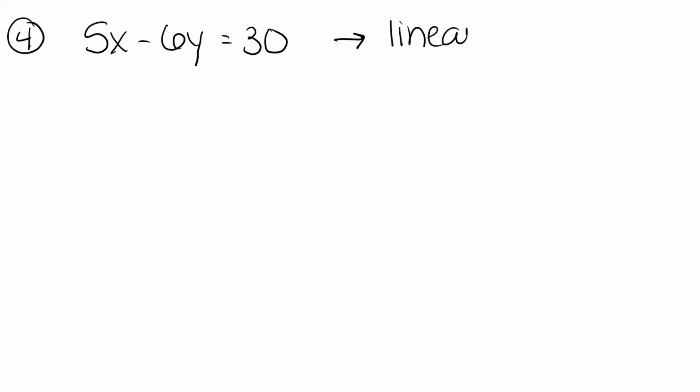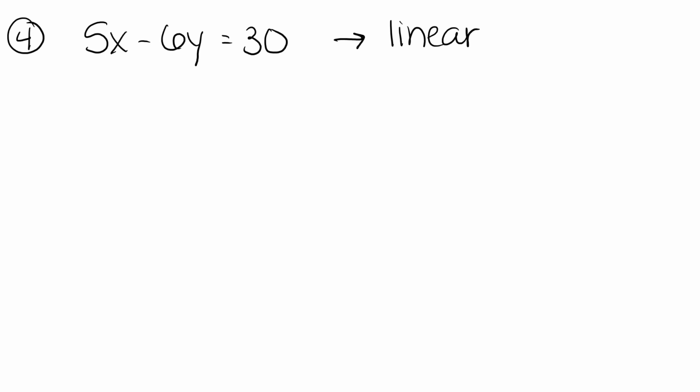For number 4, we have the equation 5x minus 6y equals 30. There are no exponents and there are no fractions where x is in the denominator, so this is going to be represented as a linear function. Now, even though it's not in slope-intercept form, it's still linear because, as we know, we can rewrite these equations.